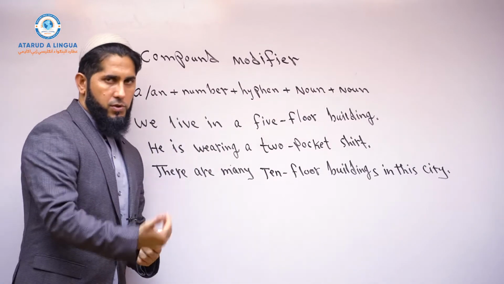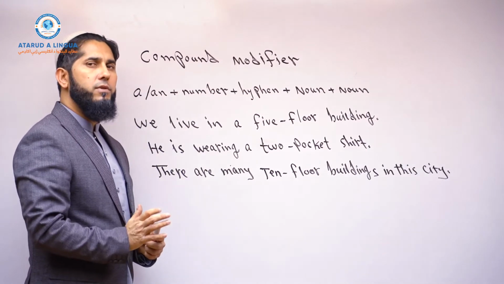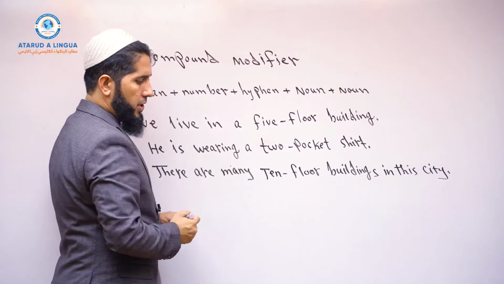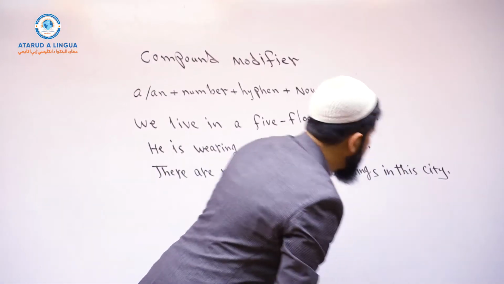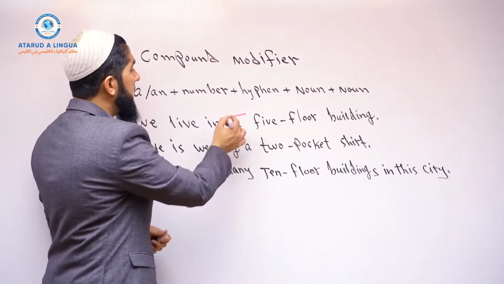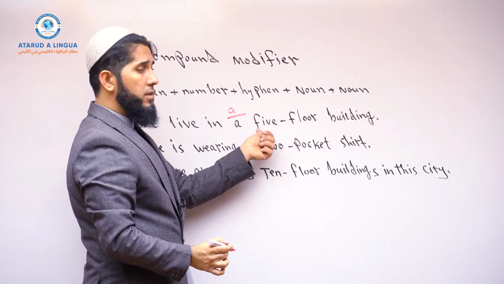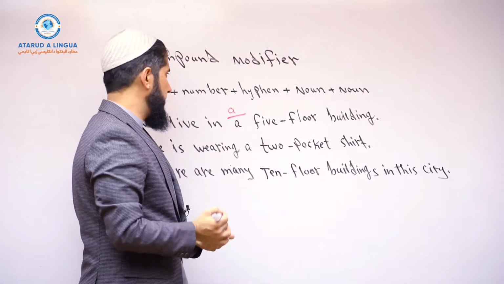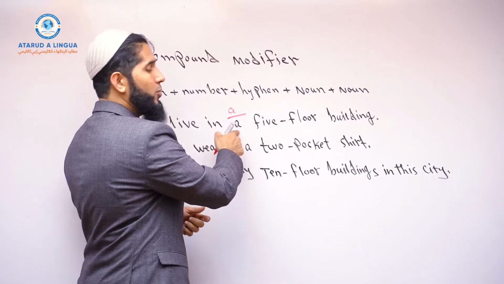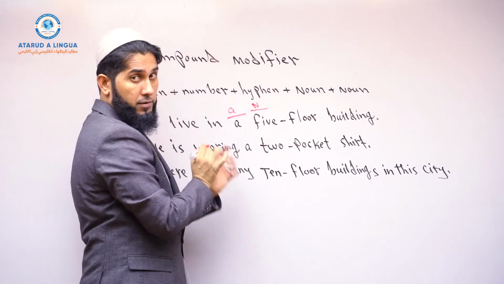So look at the first sentence. We live in a 5-floor building. Actually, the structure starts over here. First of all, we have the article over here. And of course, there is a consonant sound at the beginning of this number 5. So therefore, we use a, not an. So we see the number after the article.